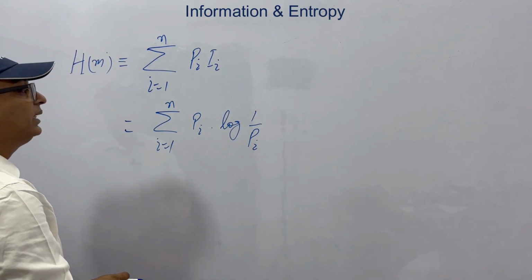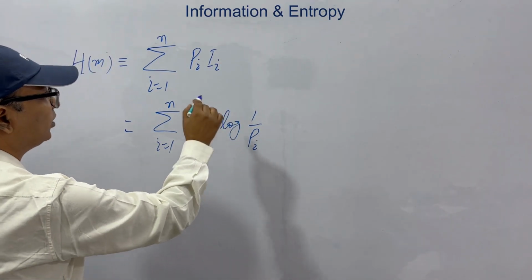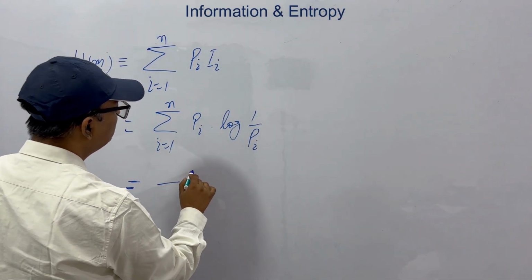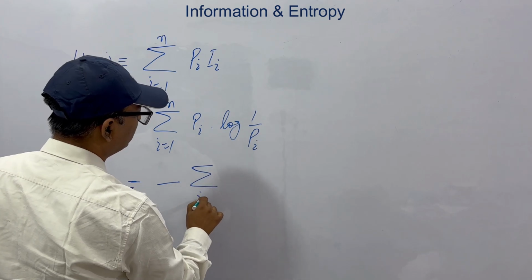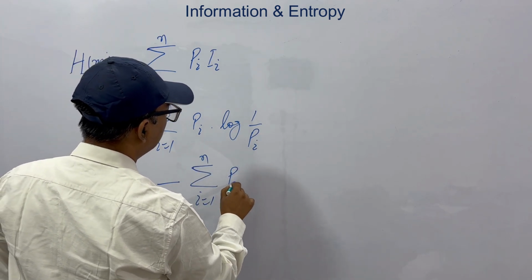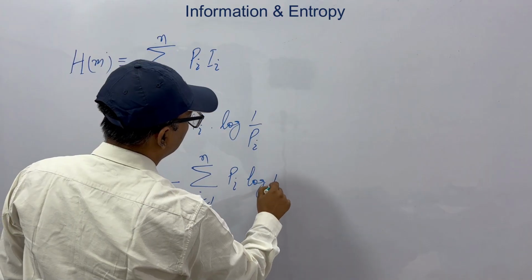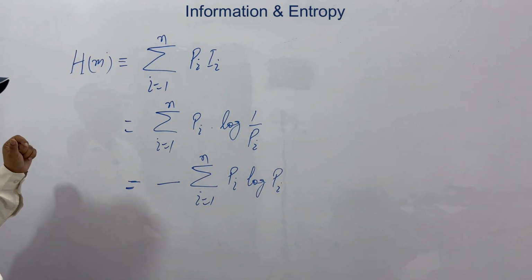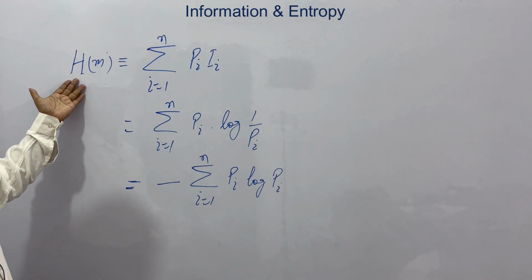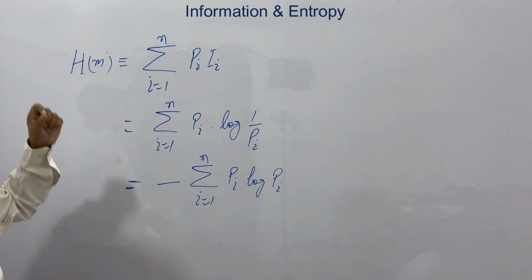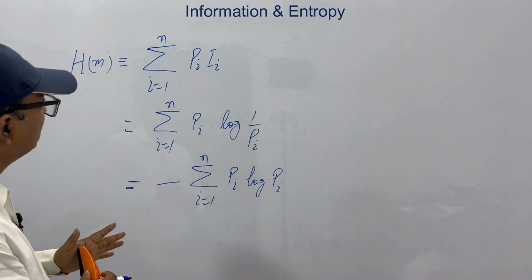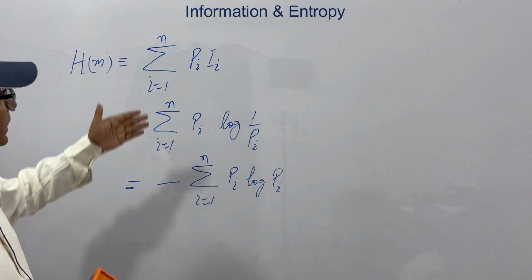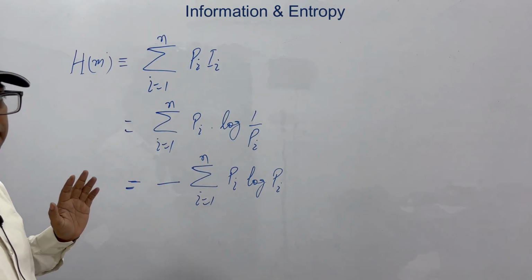Now log 1 by Pi can be written as log 1 minus log Pi, that is, minus log Pi. So this actually comes to minus the sum from i equal to 1 to n of Pi log Pi. Okay. So you should learn this formula. This is for entropy, that is, the average information per message is called the entropy of the source, and for a memoryless source, entropy is equal to this.